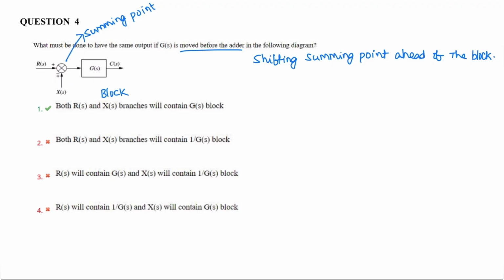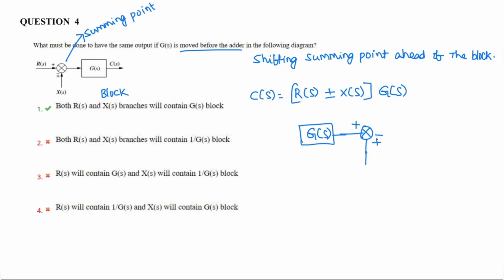This is a summing point, shifting the summing point ahead of the block. So, as per the diagram, C of S is R of S plus or minus X of S into G of S. If the block is moved ahead of the summing point, so this is an equivalent diagram.